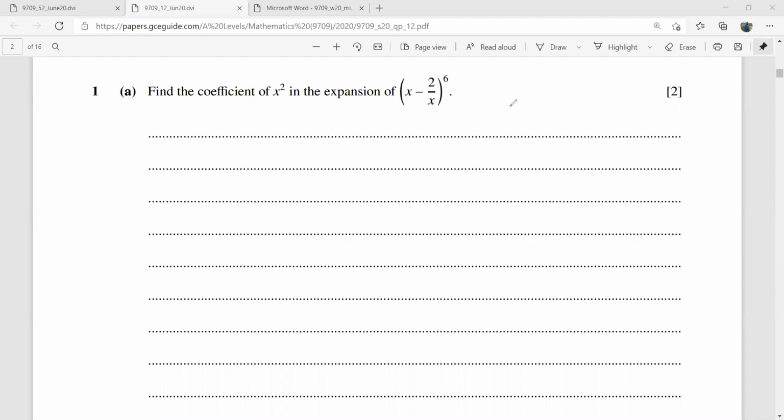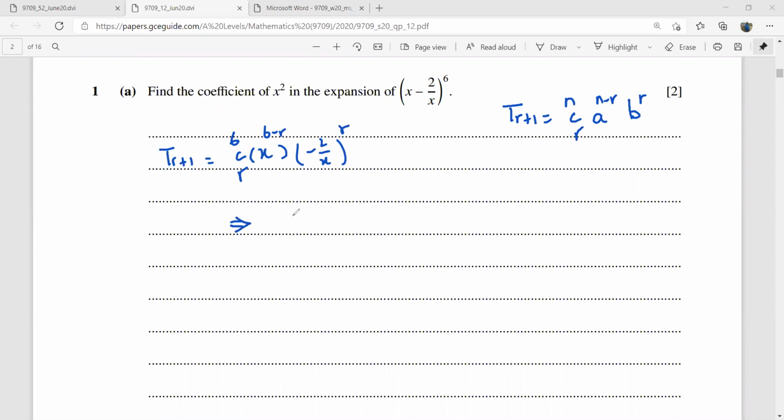So for this, you must use the formula T(r+1) = nCr a^(n-r) b^r. So let's use that formula here. This is going to be T(r+1) = 6Cr x^(6-r) times (-2/x)^r. Okay? So we are only interested in the power of x right now, so I would not be putting the equal mark.